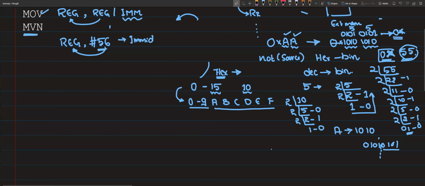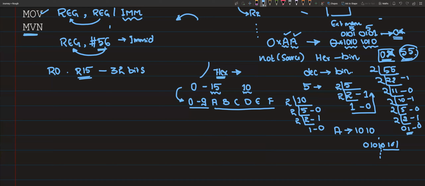Okay, so here in this addressing mode we can use R0 to R15, any registers. And each register size is 32 bits. Any doubt here in the data processing instructions? No, sir. Okay.